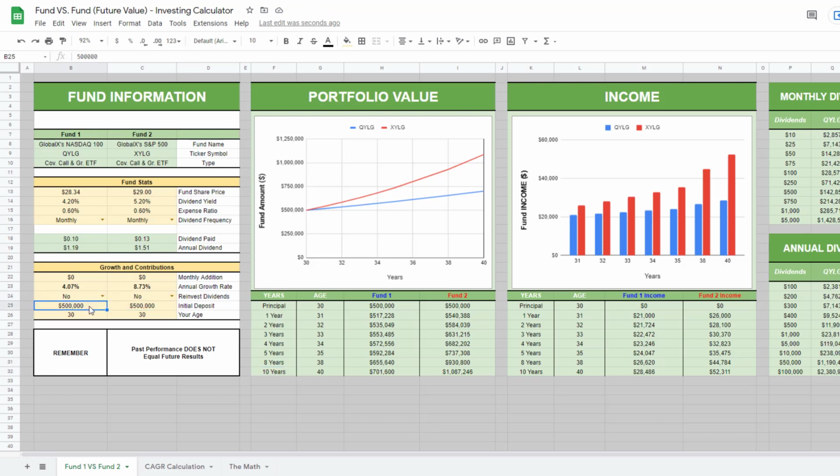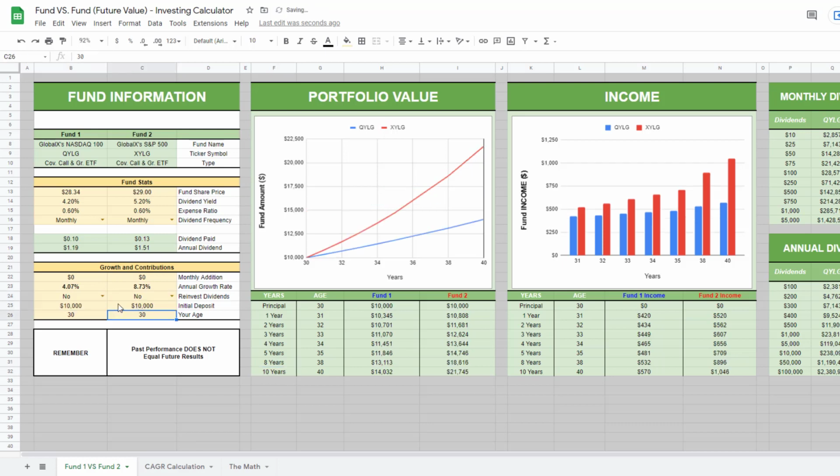And then play around with the initial deposit numbers and see what we will get as a comparison for these two funds, see what type of income we would be looking at if we had a large portfolio, and change these CAGR numbers around to see what we would get.